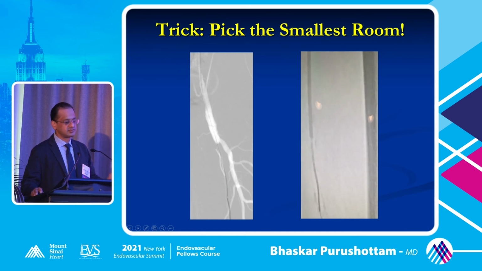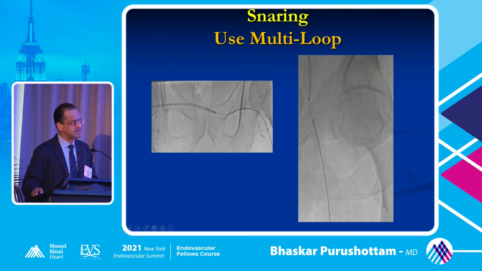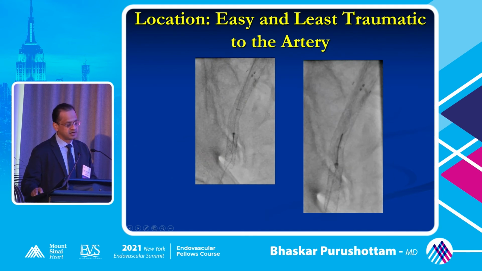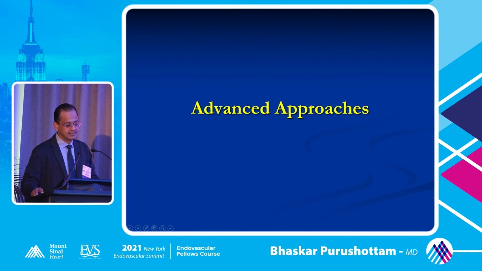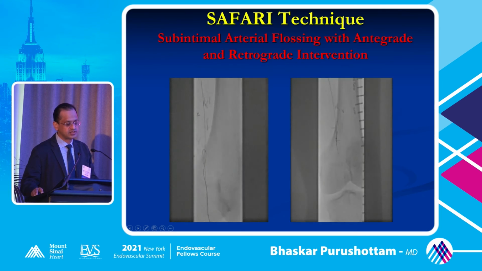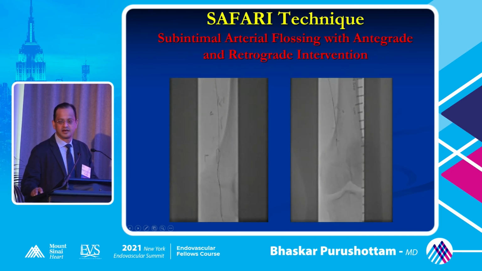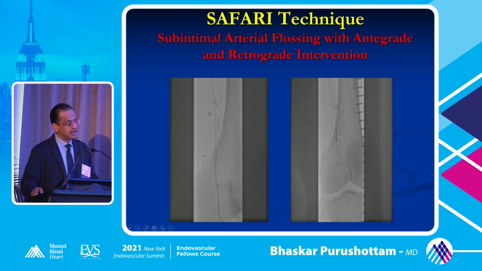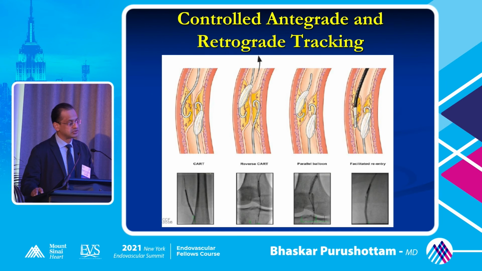If you can't get through this, the next strategy is, you snare the wire. I recommend you use an EN, which is basically a multi-loop snare. There are some other devices in the market, but get familiar with one or two techniques. What are the other advanced approaches? So here, you basically dissect into the CTO after ballooning, and then you actually snare the wire out. These usually end up with stents. So this is the CART technique adapted from the coronaries.